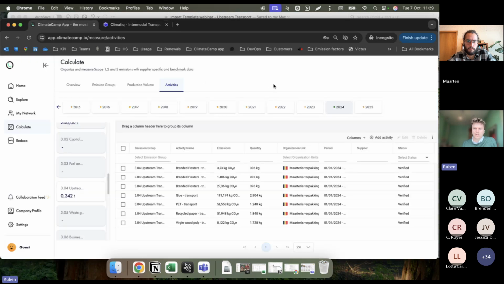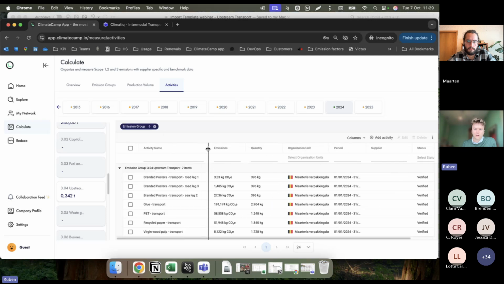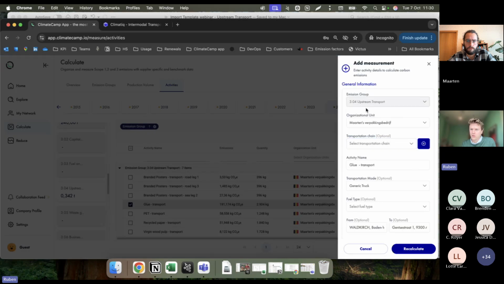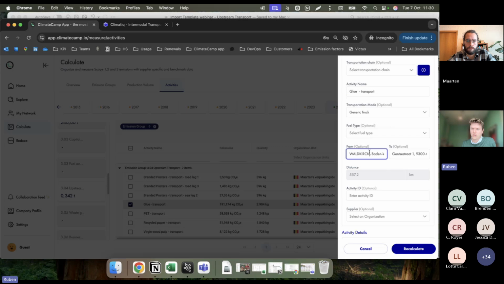So how does this then reflect in ClimateCamp? In ClimateCamp, you will see that for different activities, there are emissions being calculated. If you look at a simple truck allocation, for example, this one, transport glue, we will look at what is being done behind the scenes. We'll have a specific organizational unit allocated, a name for the activity. It has been transported by truck. We'll have a start location and an end location. This one went to Ghent and to Germany.